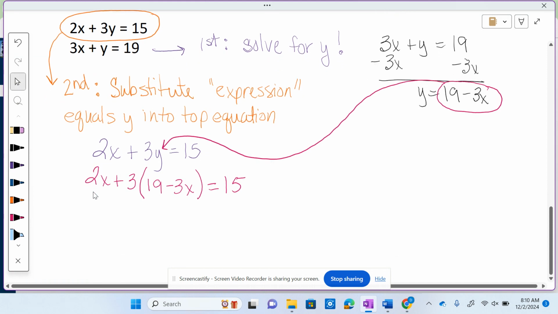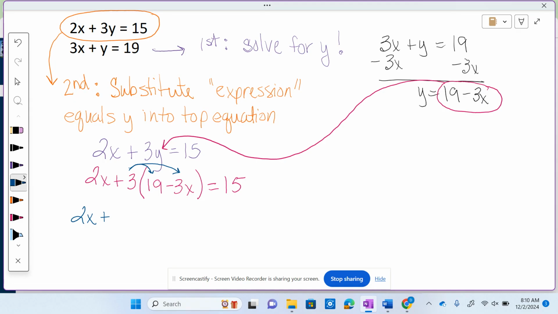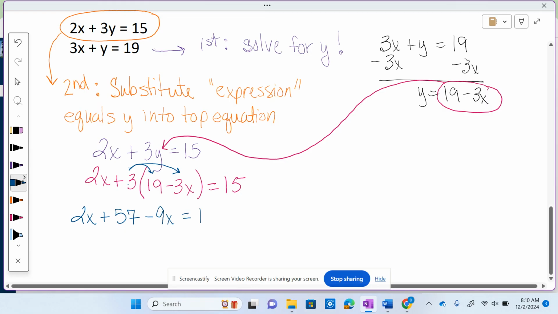All right, so it looks like I have to do some what to get rid of my parentheses? Yeah, I have to distribute. So nothing happens to my 2x. 2x plus, well, 3 times 19. Let's see, what's 3 times 20? 60 minus 3, because the 19, 57. Good job. And 3 times negative 3x is a negative 9x, equals 15. Okay, so what are you thinking we should do next?